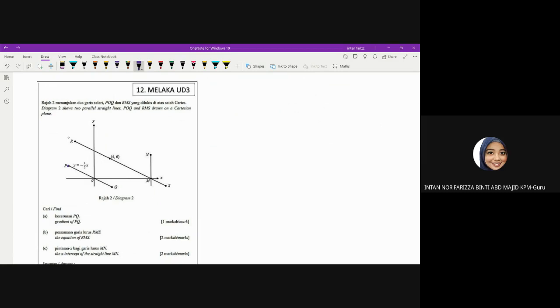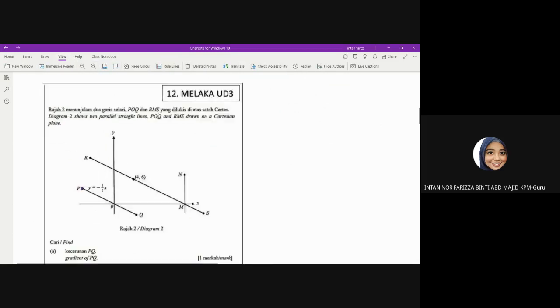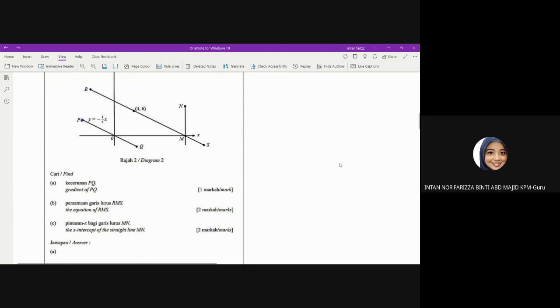Okay, so the first one, you have to find the gradient of PQ. So how to find the gradient of PQ? Let's have a look. Where is PQ? So PQ is this one. Actually, the equation is given already. So what's the equation of a straight line? y equals mx plus c. So when it is given as y equals negative half x, it means that m is equal to negative half.